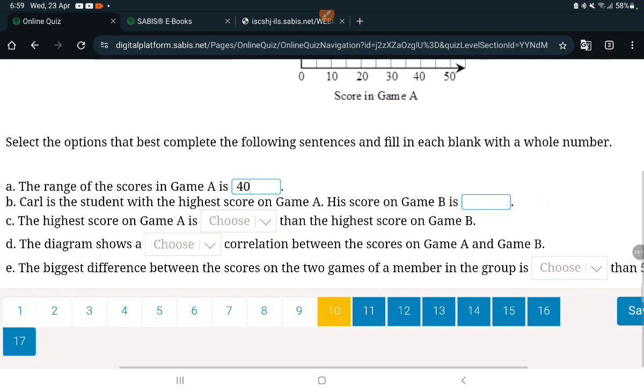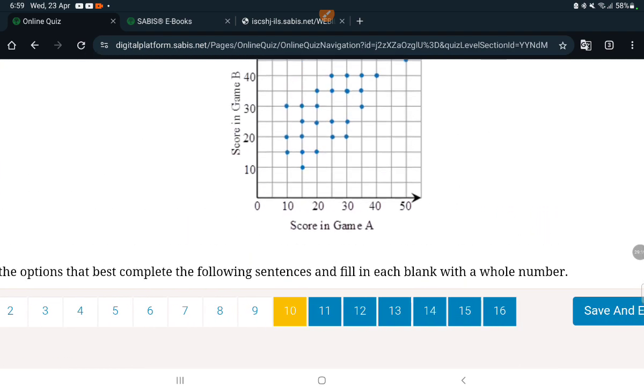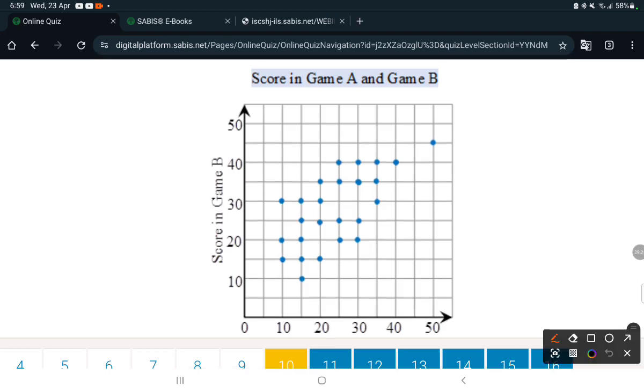Carl is the student with the highest score on Game A. His score on Game B. Okay. So, the highest score on Game A is 50. And they're asking for his score on Game B. So, let's connect them. And so, this is 5, 10, 15, 20, 25, 30, 35, 40, and this is going to be 45. So, he got 45 on Game B.